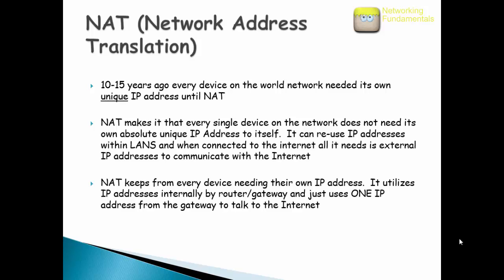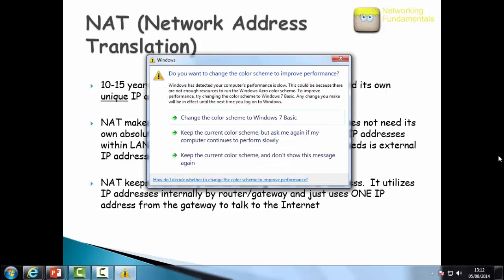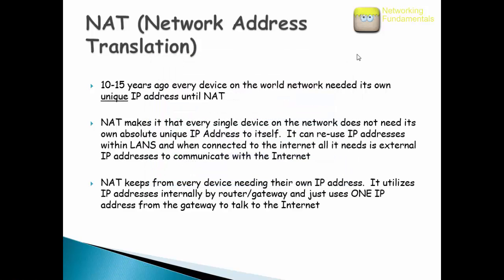So what is NAT? Devices no longer need their own absolute unique IP address. What it can do is reuse IP addresses within LANs, and when connected to the internet, all it needs is an external IP address to communicate with the internet. So what NAT does is it keeps every device from needing its own unique IP address. It utilizes the IP addresses internally by the router or the gateway, and it just uses one IP address from the gateway to talk to the internet. Okay, so let's have a look at some diagrams.